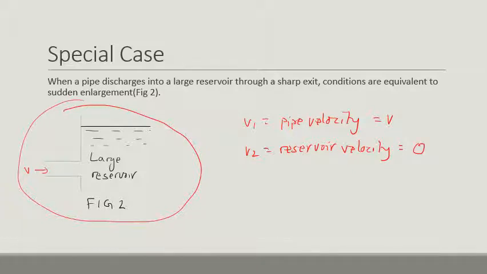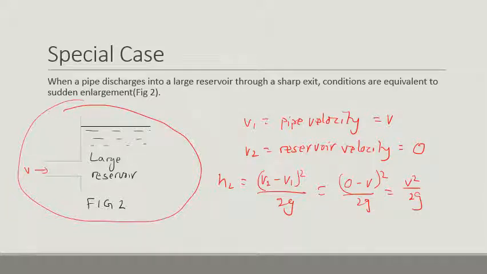So our formula for head loss is normally V2 minus V1 square over 2G. So if we substitute into this, we get V2 is 0, minus V square over 2G, which will give us V square over 2G. So for head loss, when a pipe is discharging into a large reservoir, it is V square over 2G.